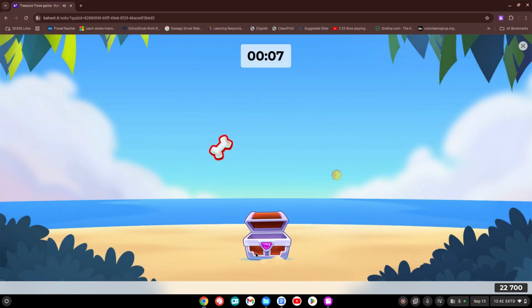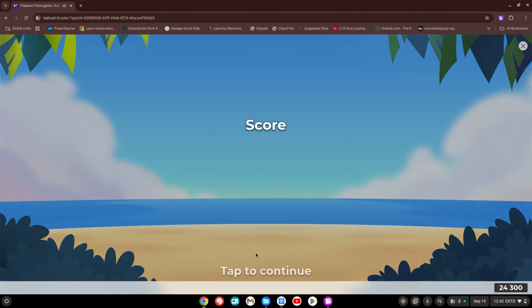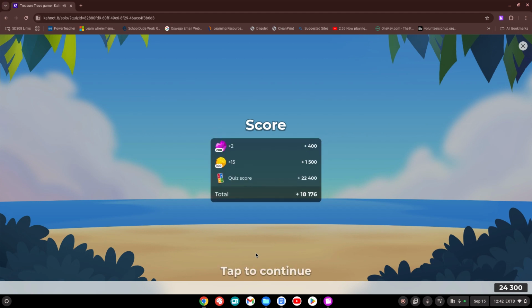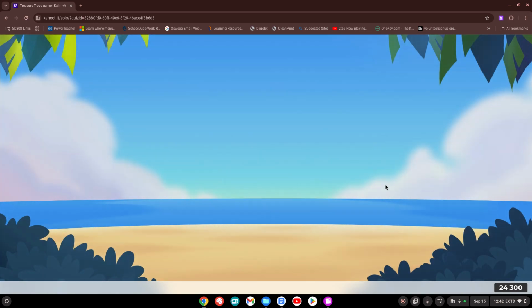We'll notice that it's a quick 10 seconds. There are a couple of items that we can pick up, mostly coins, a couple jewels, and we have a couple of negative points available to us too, and those are the bones. It keeps score of the rounds, and you'll notice that the points are right there on the screen. X amount for the little gems and the tokens, and then your quiz score.